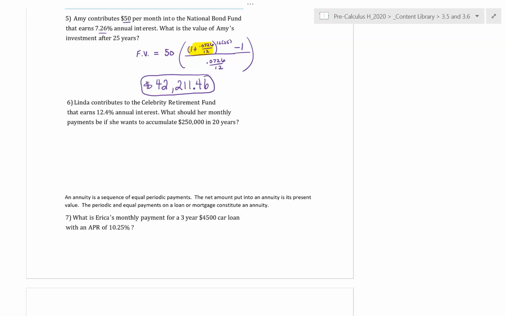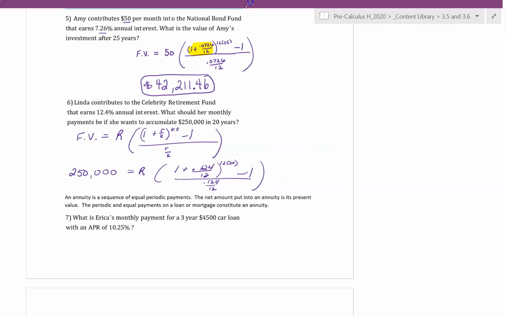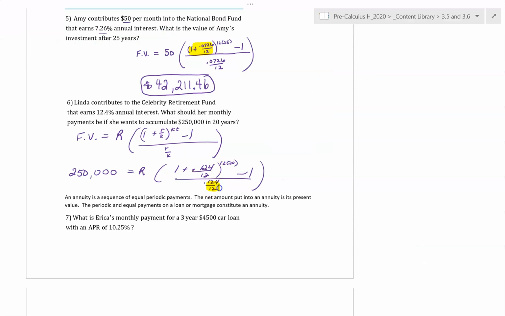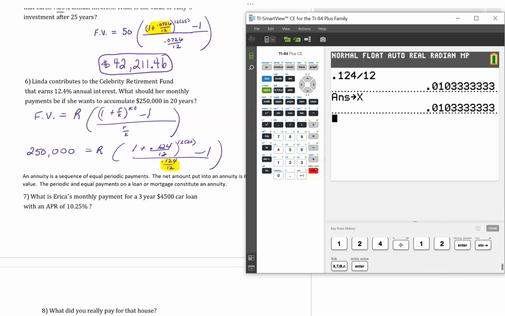So go ahead and pause the video and see if you can write an equation to describe this situation. All right, check that you set it up correctly. And we're going to use our calculator now. So I like to start on the inside over here. So I'm going to go ahead and type in 0.124 divided by 12. I will store that under X. So I'm going to start on the inside. So 0.124 divided by 12.